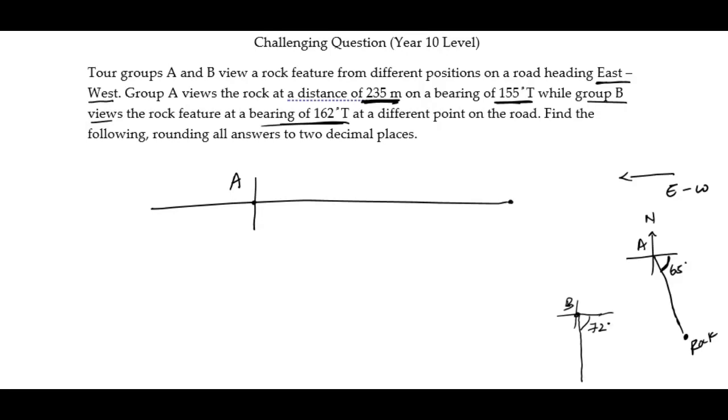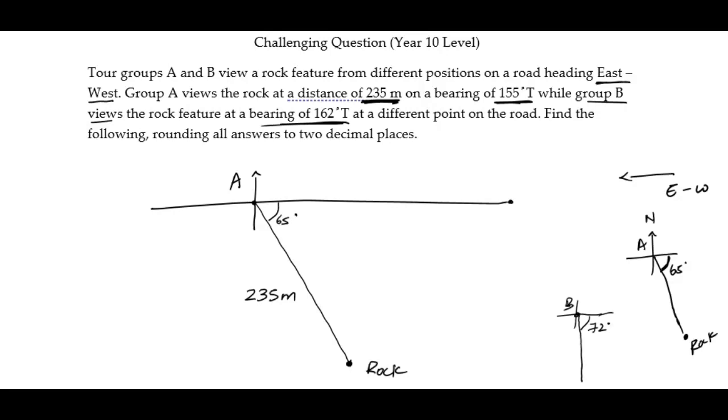I'm going to mark a compass there. That's my north direction. The true bearing for Group A is 155 degrees, so 90 plus 65, somewhere there, and that's going to be the position of the rock, at 235 meters. I'm going to mark 65 degrees there to represent the 155 degrees true bearing.